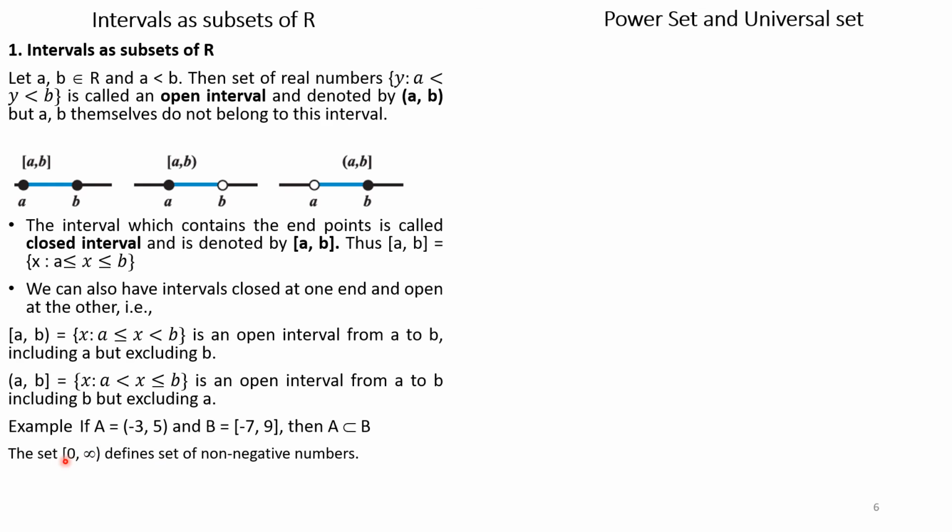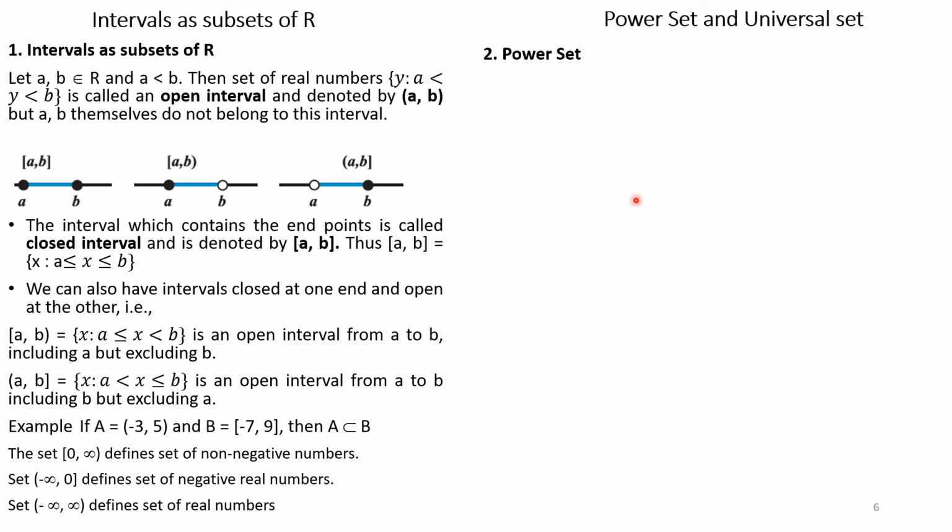The set [0, infinity) defines the set of non-negative numbers. Infinity is an open end on the right side, but the left side is closed because it starts from 0. Hence, it defines the set of non-negative numbers, 0 and all positive numbers. The set (minus infinity, 0) defines the set of negative real numbers. Hence, we can also define the set from minus infinity to plus infinity, written within small brackets as (minus infinity, infinity), which defines the set of real numbers.